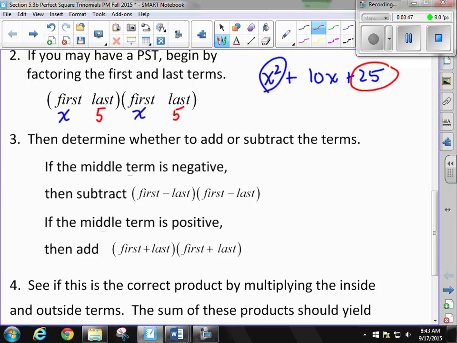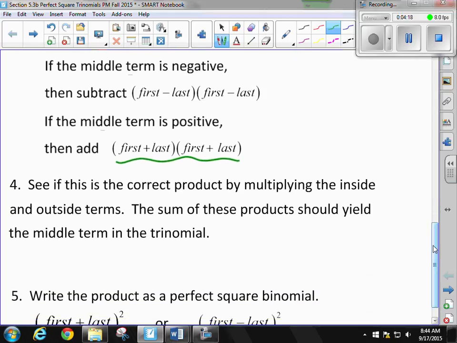Then to determine whether to add or subtract, you look at the middle term. If the middle term is negative, then you're going to use subtraction signs. If the middle term is positive, then we're going to add. Our middle term is positive, so we want to add our terms. To see if this is correct, you multiply the inside and the outside terms.